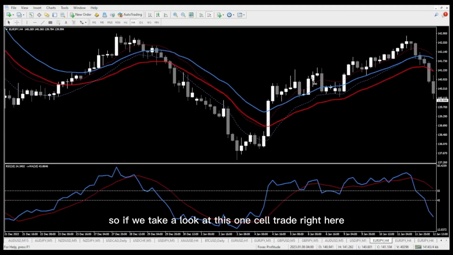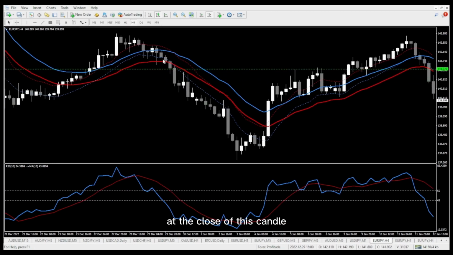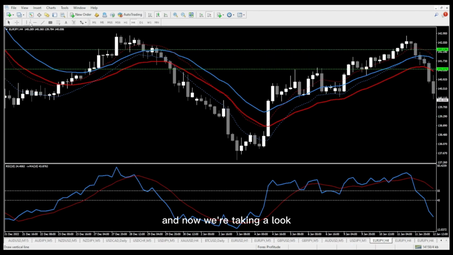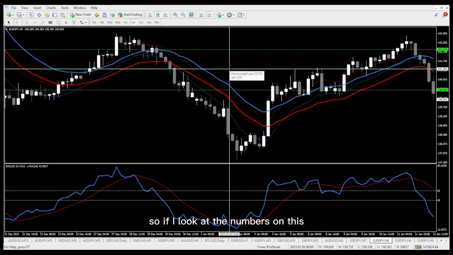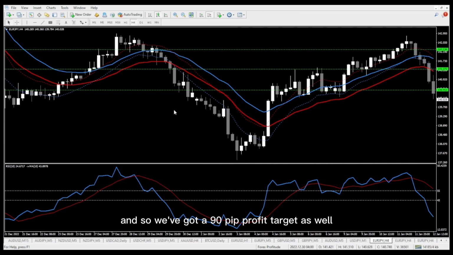So if we take a look at this one sell trade right here, we're taking a look at the entry at the close of this candle. We're taking a look at the stop loss above that 20 EMA. And now we're taking a look at a one-to-one profit target, which should be right around here. So if I look at the numbers on this, we're taking a look at about an 85 to a 90 pip stop loss. And so we've got a 90 pip profit target as well.